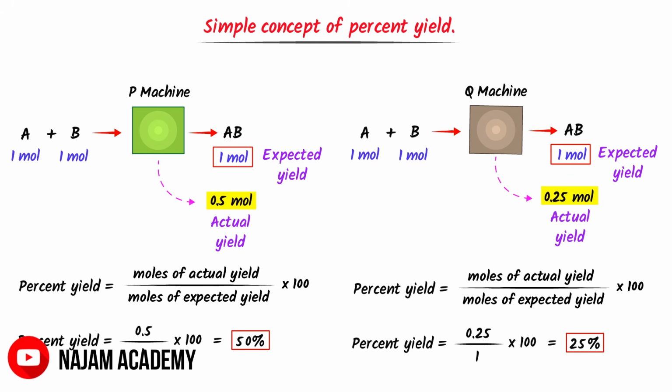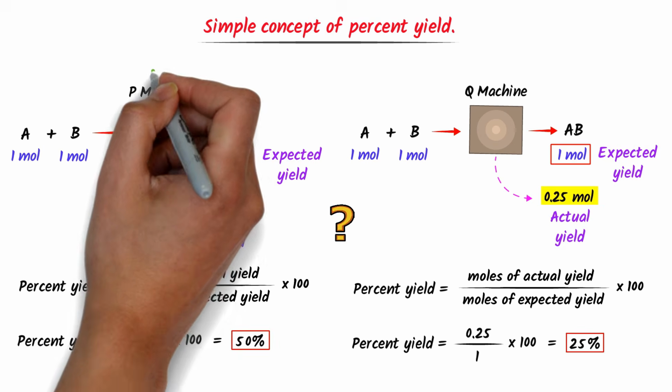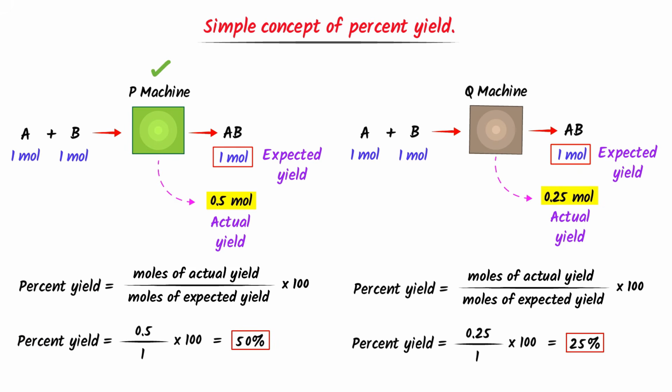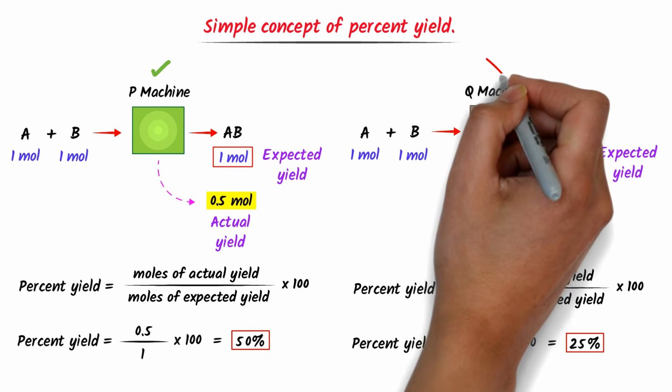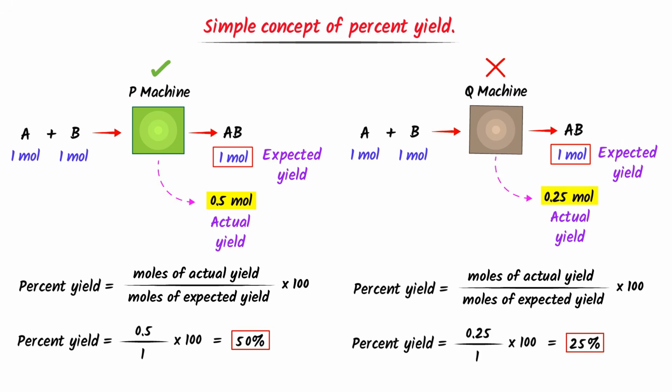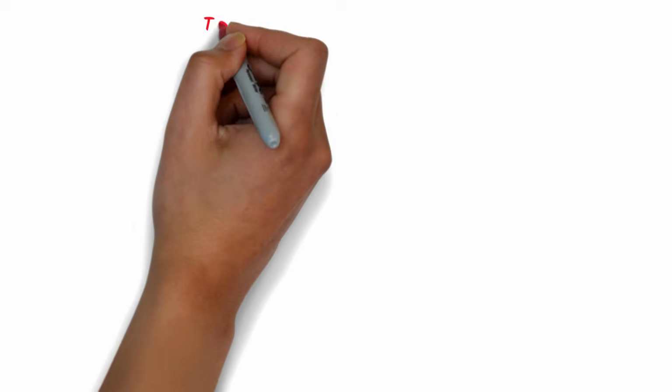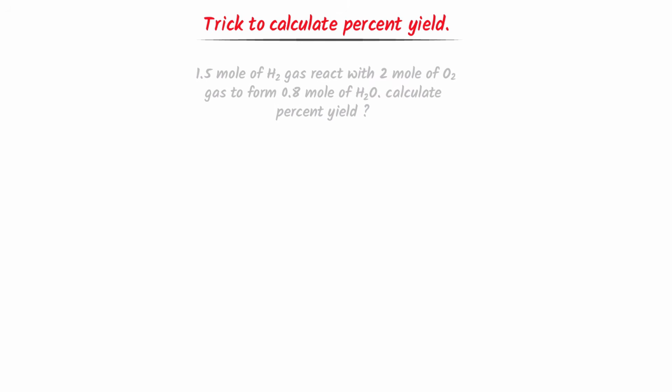Now here, if I ask you which machine will you buy, the answer is P machine because it is not wasting reactants and gives maximum products like 50% yields. While I will not buy this Q machine because it is wasting reactants and gives only 25% yield. Now let me teach you my personal trick of calculating percent yield.